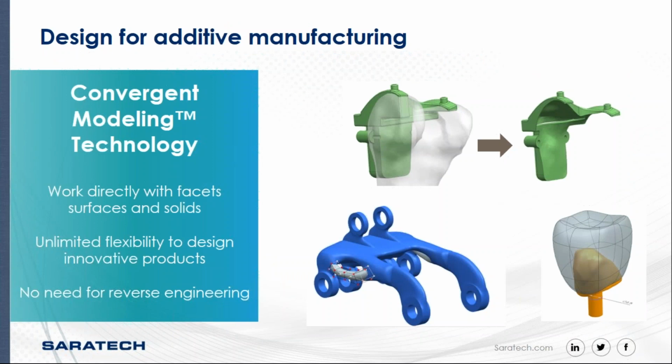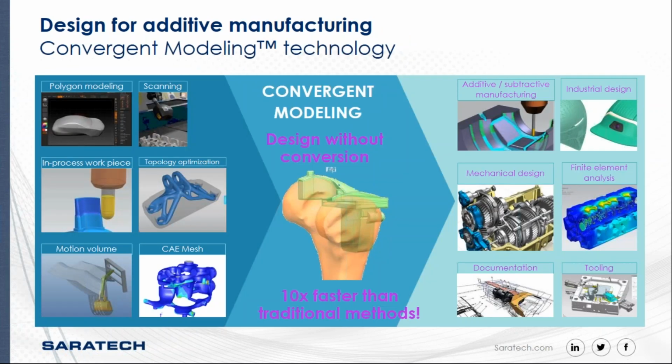Convergent modeling technology works directly with faceted surfaces and solids. It's unlimited flexibility to design innovative products, and there's no need for reverse engineering. So this is a convergent modeling technology. It's designed without conversion, 10 times faster than all traditional methods. And you can use this convergent modeling directly inside of NX and use the tools, whether it be CAD or CAM, to work directly off those faceted models.